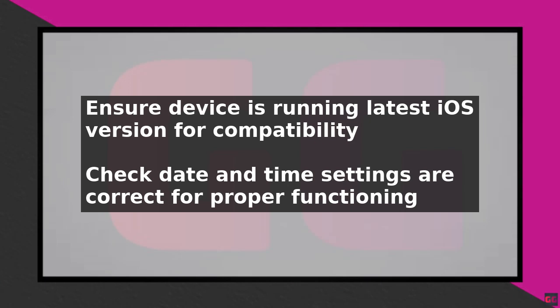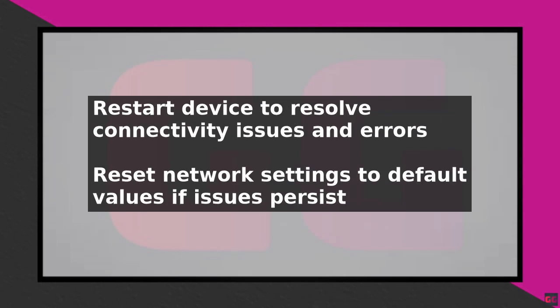If none of the above steps resolve the issue, try restarting your device, as this can often resolve connectivity issues. Finally, if you are still experiencing problems, consider resetting your network settings by going to the Settings app, then tapping on General, and selecting Reset. This will reset all your network settings to their default values.